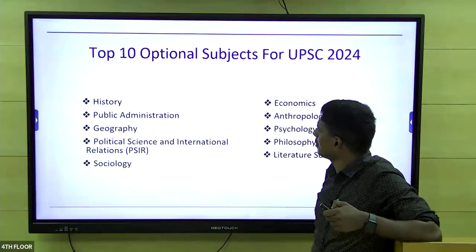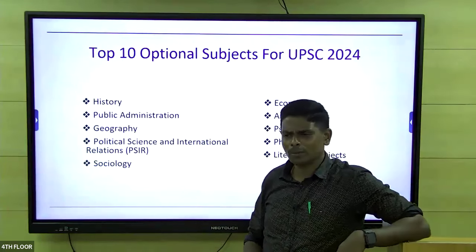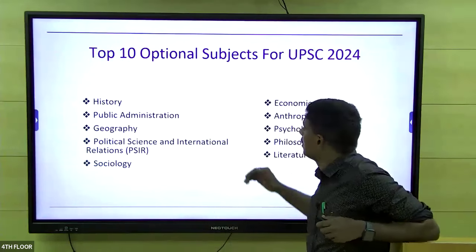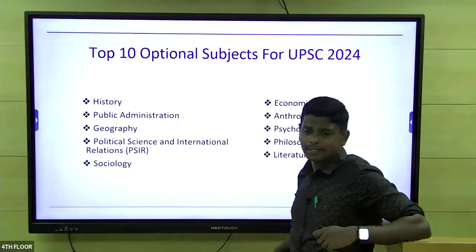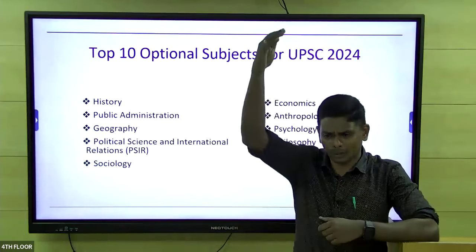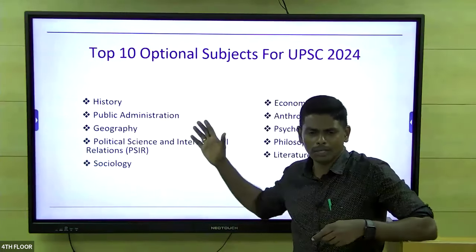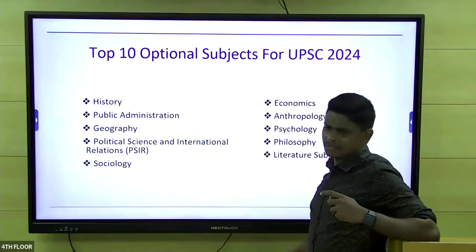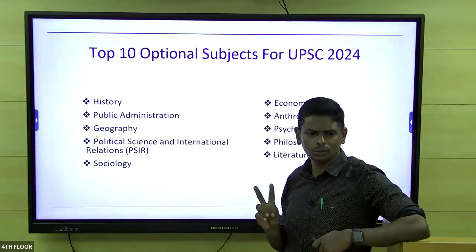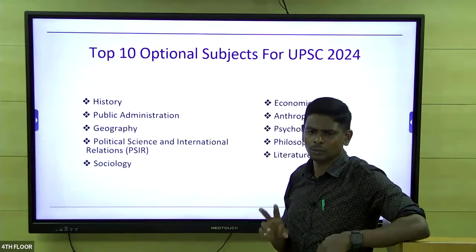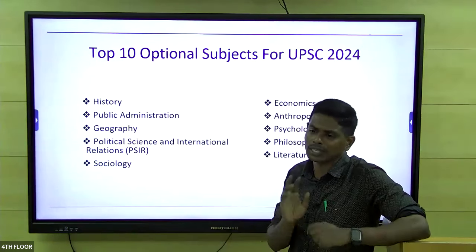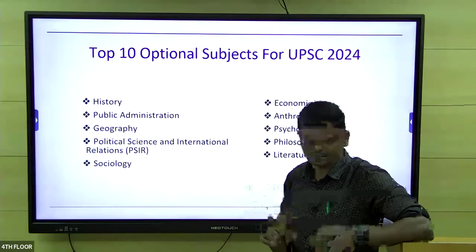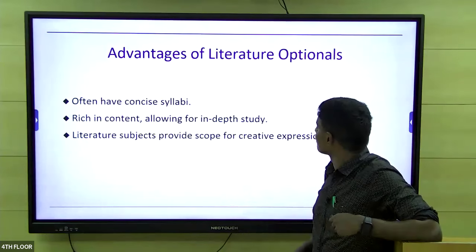So, always off the top, whenever an analysis is done regarding the optional papers and so on, literature is normally excluded because it covers a whole range. They put the popular optional subjects, and in literature they try to add two literatures to be prominent: English literature and Hindi literature, or vice versa. First English literature, then Hindi literature. That's what they do.